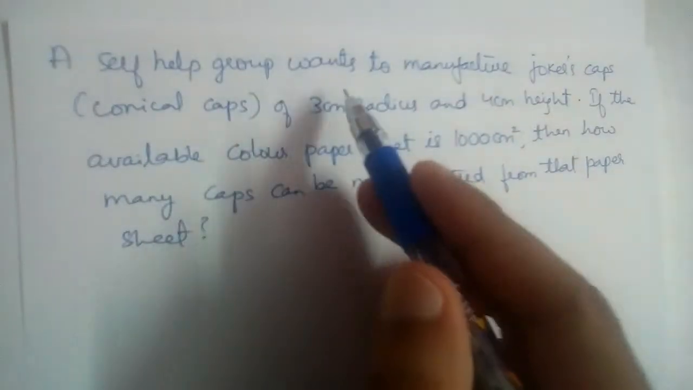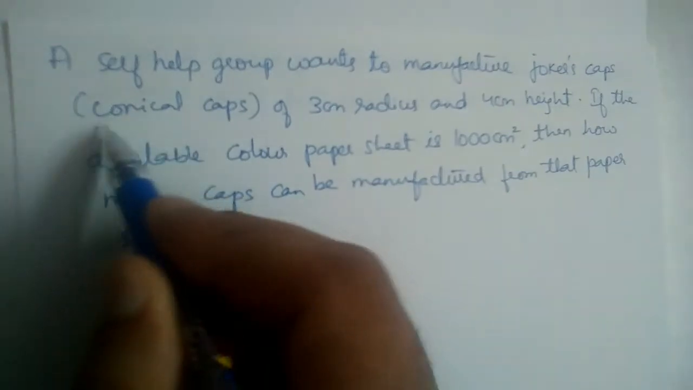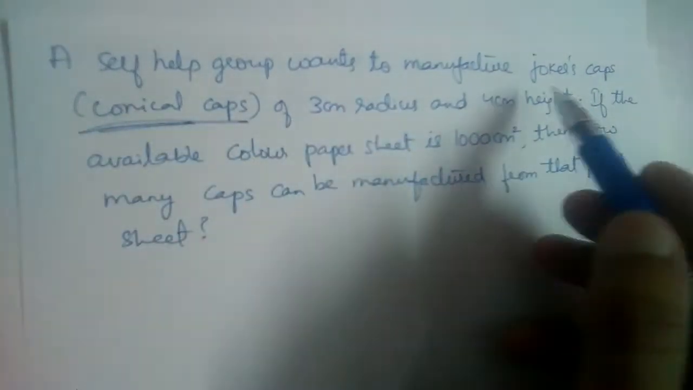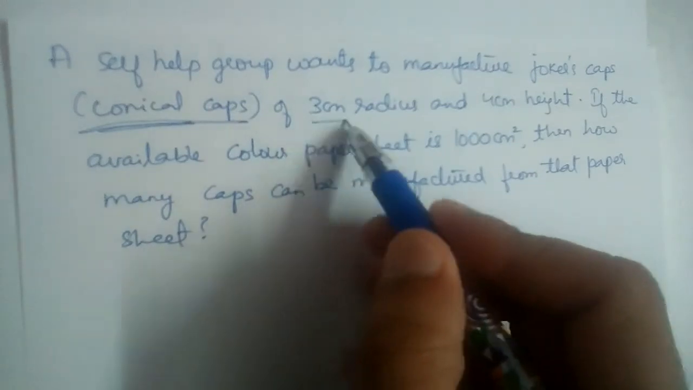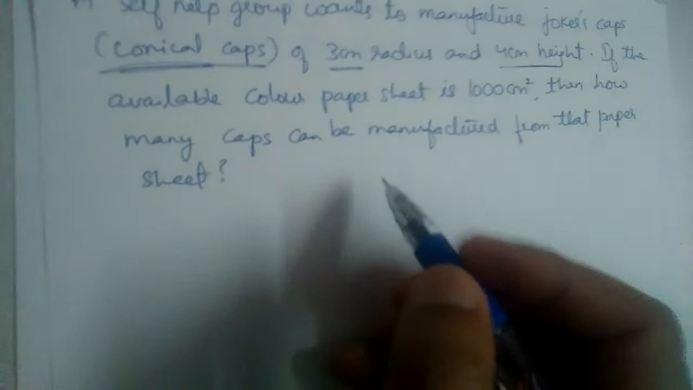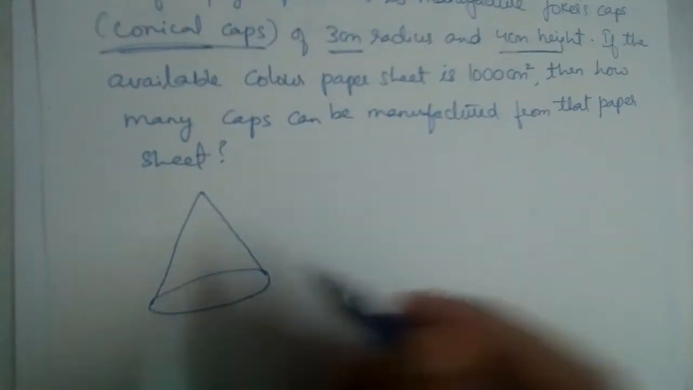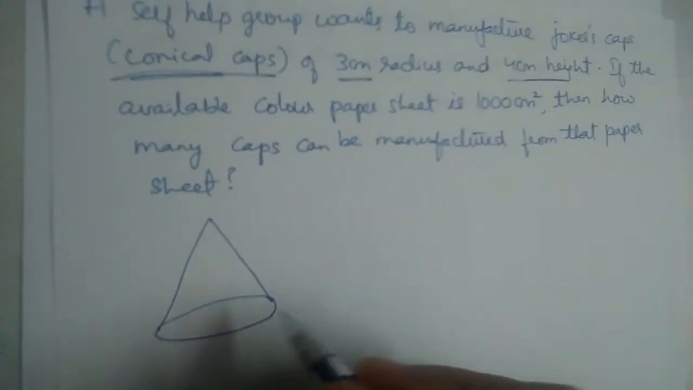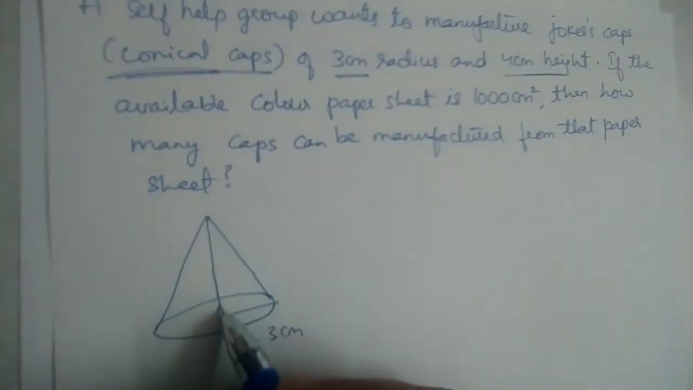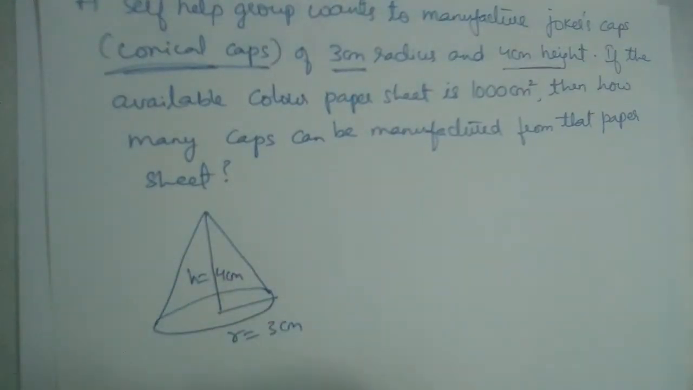A self-help group wants to manufacture Joker's cap. The shape of the cap is conical, and the radius is 3 centimeter and 4 centimeter height. So let us draw Joker's cap, which is in the shape of cone. This is our cone. Radius is 3 centimeters and height is 4 centimeters.